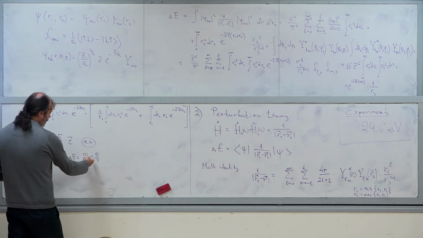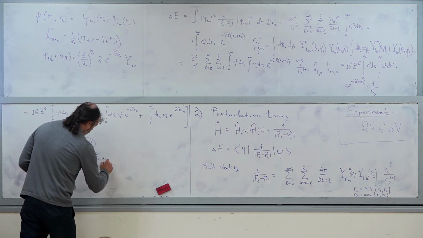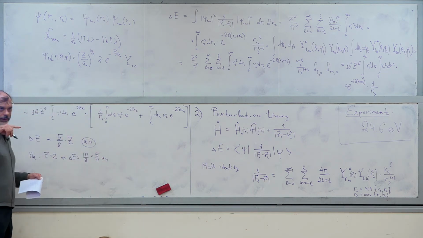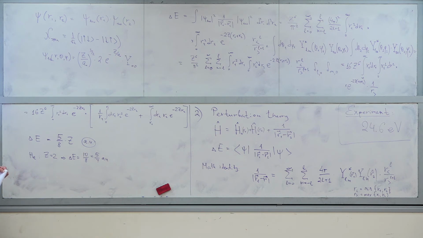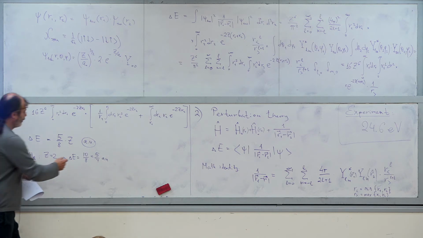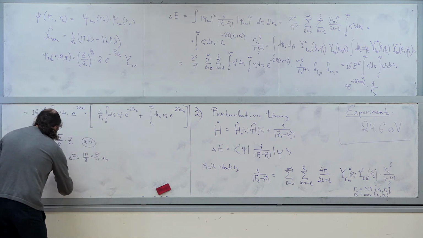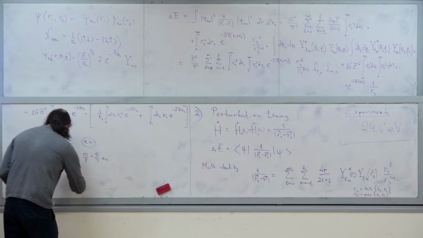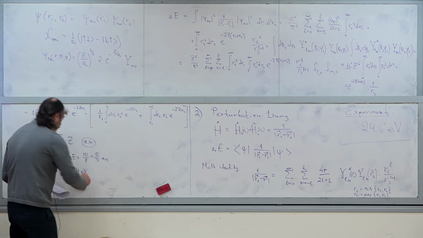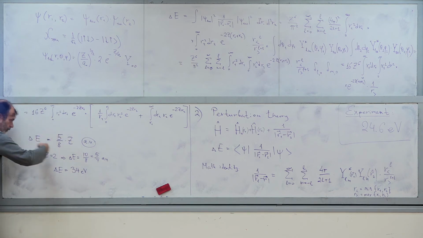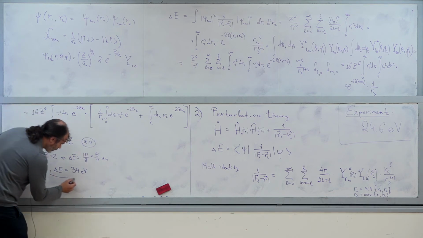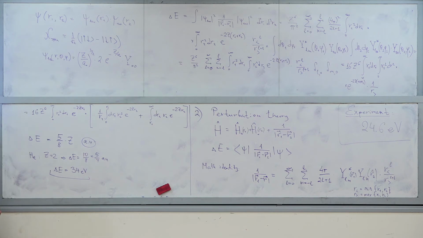So if we calculate this in real units, the atomic unit of energy is 2 times 13.6 electron volts, which is 27. So 5/4 of the atomic unit of energy in a real unit will be equal to 34 electron volts. So this calculation gives us the interaction energy between the two electrons equal to 34 electron volts.